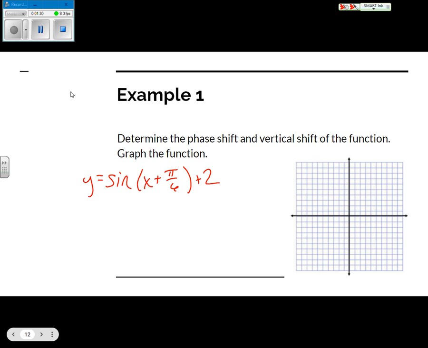So notice that my amplitude right here that we learned about on the previous video is still going to be 1. And then the period is going to be 2 pi over b. Well, b is also 1, so that's not going to change. That's going to help me out some. What I'm going to do new on this is that I am going to take this part that's in parentheses, and I'm going to set it equal to 0.